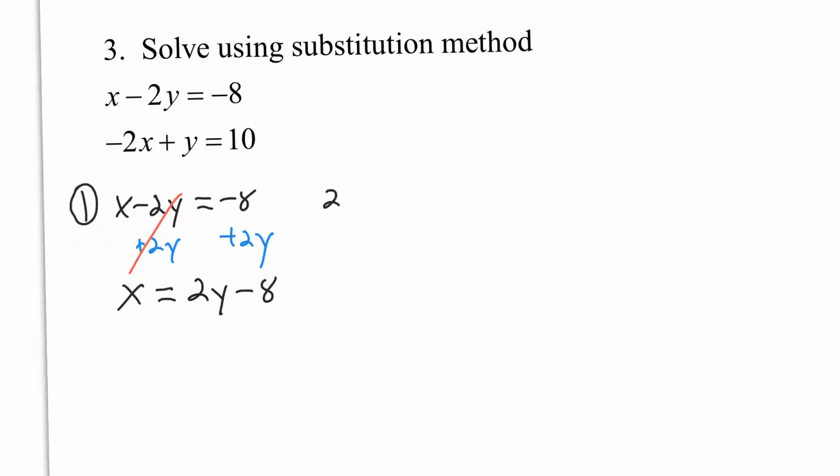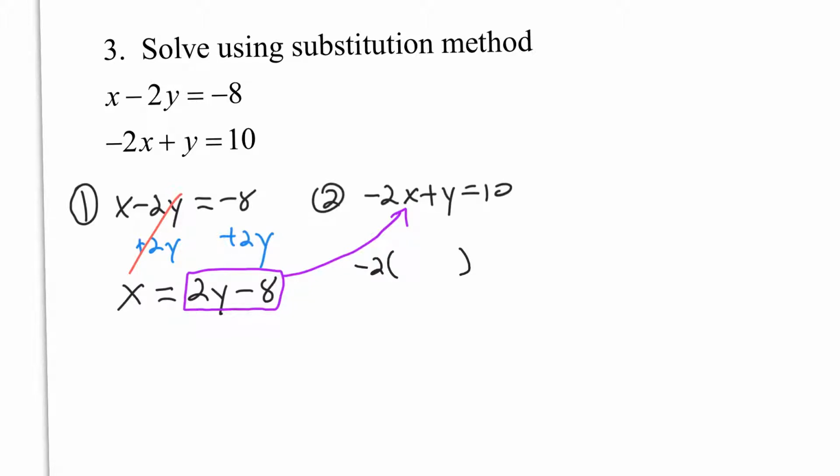Step number 2, I'm going to take the other equation, the one that we didn't use. So we have negative 2x plus the y equals 10. And I'm going to substitute all of this right here into the x. And I'm saying you substitute into the x because we have x equals. So this equals x. So you substitute into the x. So when you substitute, we have the negative 2. You guys make parentheses and substitute. Let me just bring down the y and the 10. And I'm going to substitute 2y minus 8.